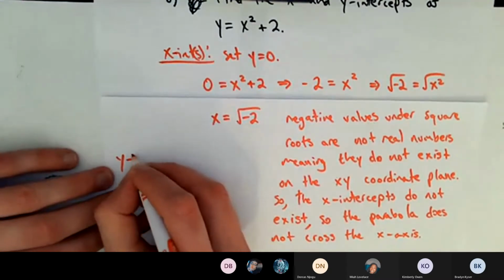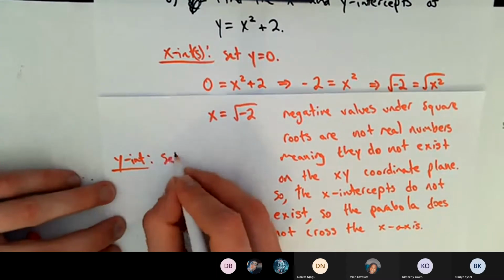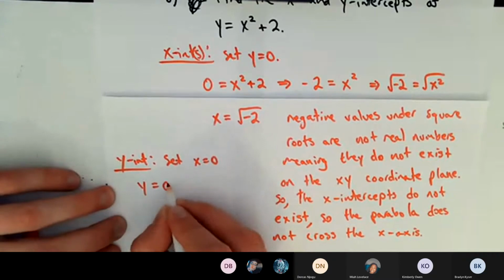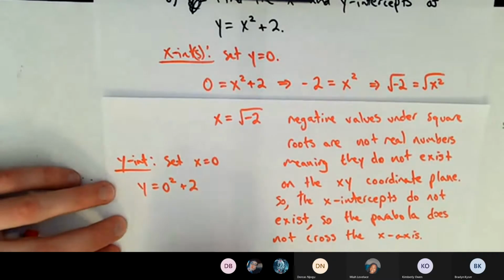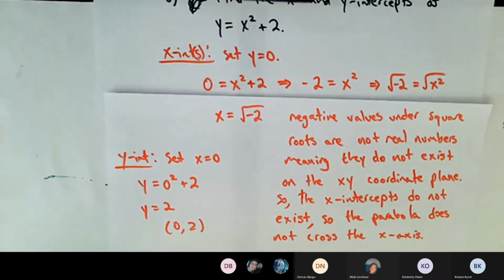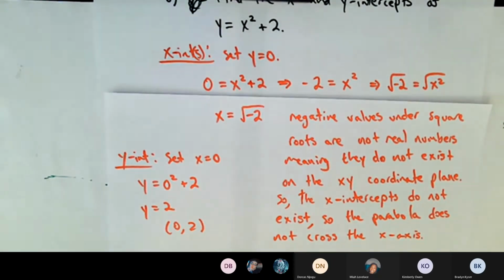Now we can still find a y-intercept. It should always have a y-intercept. It's just set x equal to 0, right? So we get y is equal to 0 squared plus 2. So y is 2. So we have a y-intercept at (0, 2). That's fine. Should always have a y-intercept for these parabolas. But there are no x-intercepts.